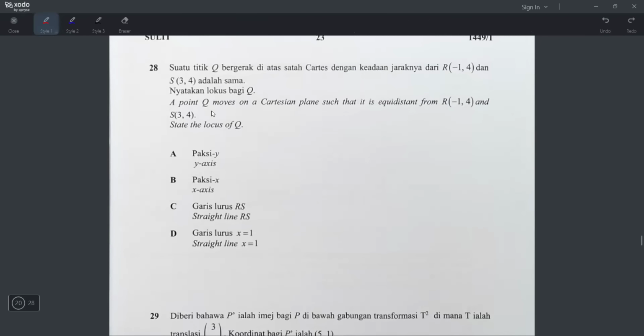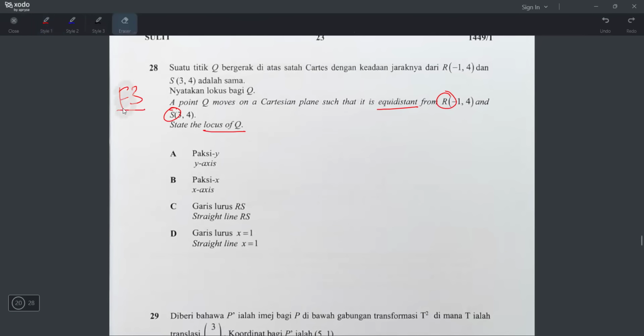Okay, question 28. A point Q moves on a Cartesian plane such that it is equidistant from R and S. State the locus of Q. Okay, this is a lower form chapter. If I'm not mistaken, it's Form 3, but I don't remember which chapter. But it's definitely a lower form chapter. Locus.